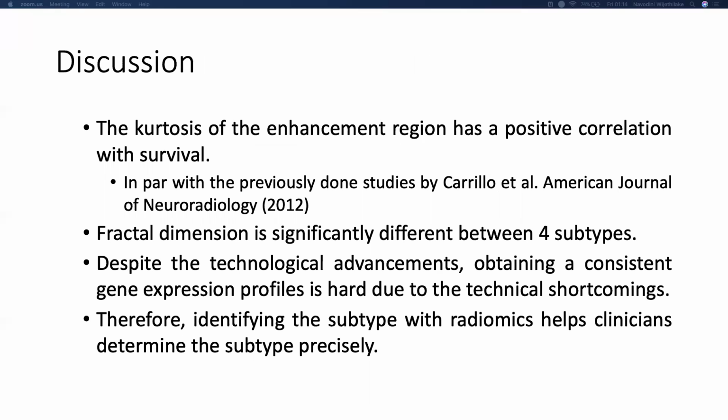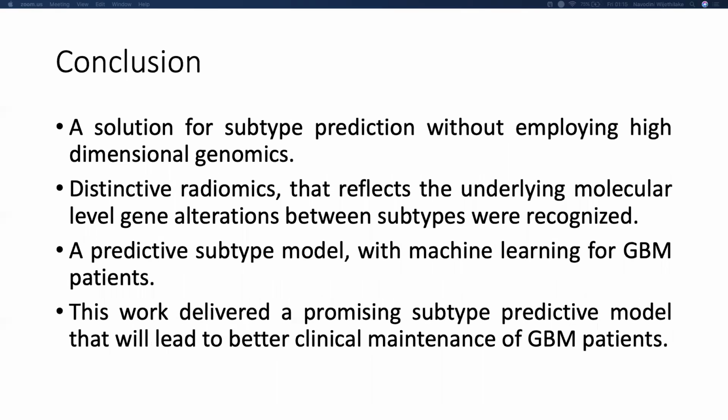Despite the technological advancement, obtaining consistent gene expression profiles is challenging due to the technical shortcomings. Therefore, identifying the subtype with radiomics helps the clinicians to determine the subtype precisely with the acquisition of MRI that has been used in clinical practice commonly, followed by fully automated segmentation and feature extraction.